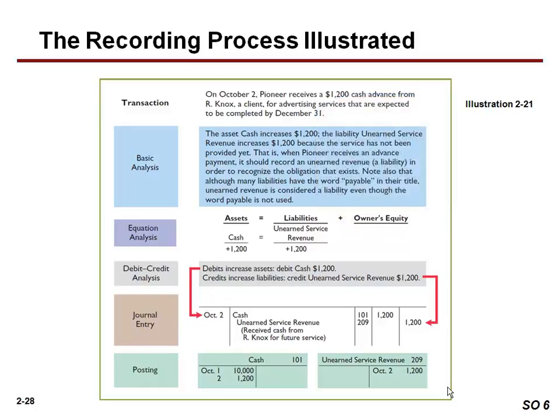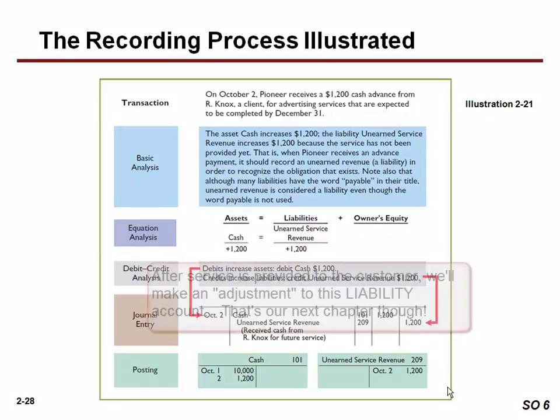Entry, debit cash, $1,200. Credit unearned service revenue, $1,200. Again, a liability account, not a regular service revenue account. The term revenue means inflow of assets due to the sales process. The sales process here, though, is not complete because we have not delivered service to the customer.